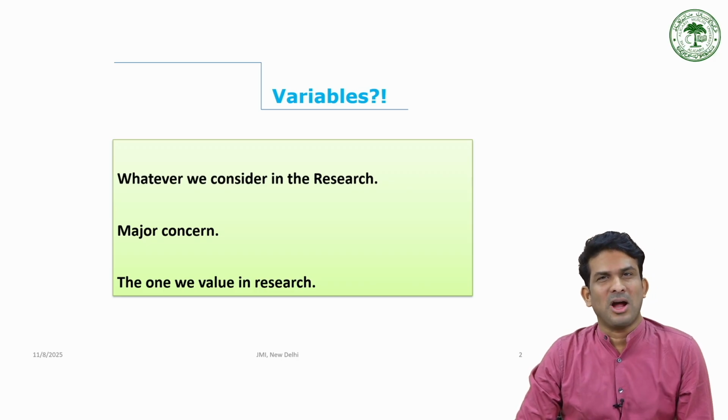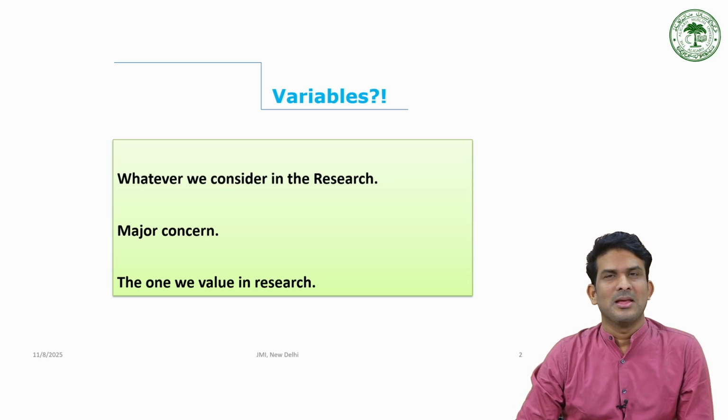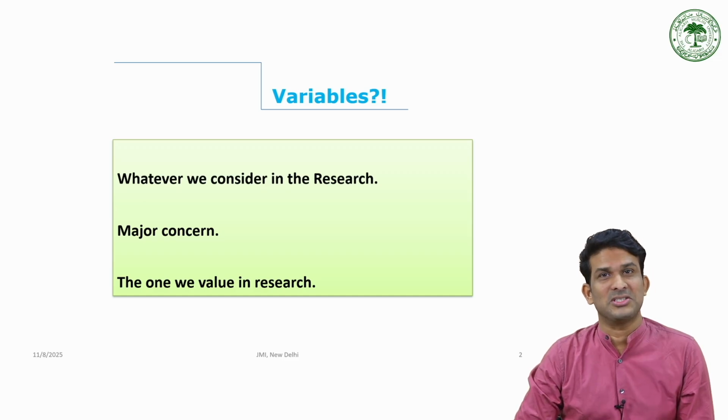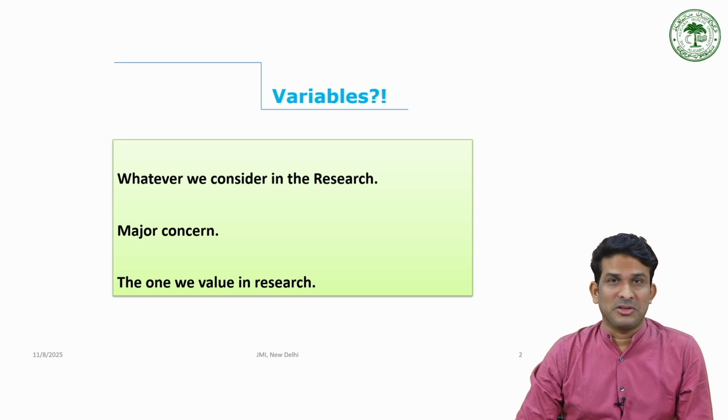A variable is what we consider in research. Whatever it is, we call it a variable in a research study. It's a major concern in research. Variables are major concerns in research. Similarly, we can say that whatever we value in our research study is a variable.